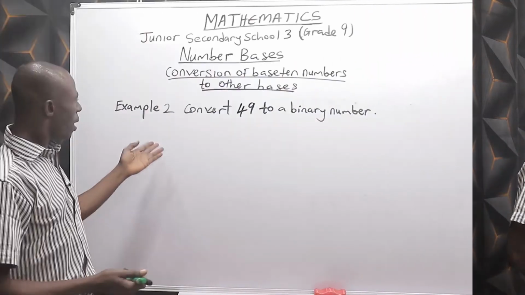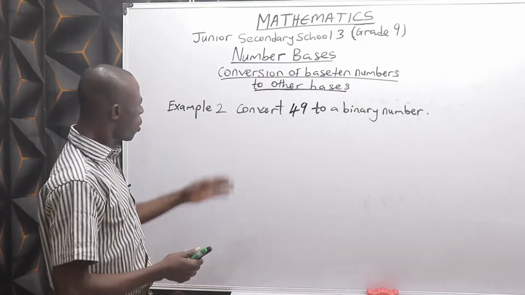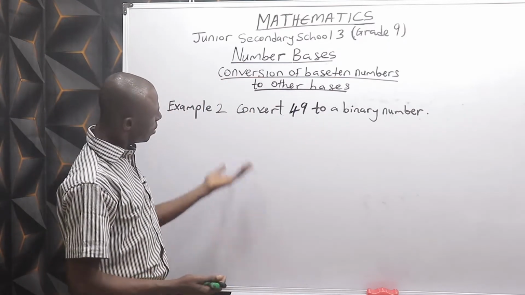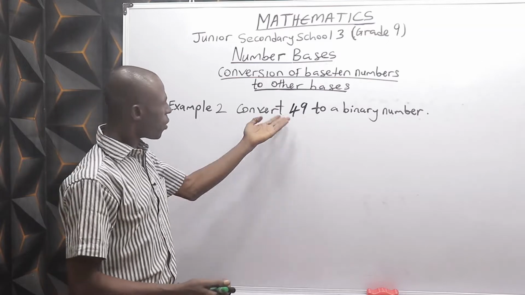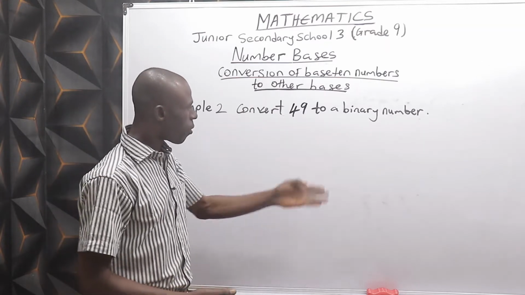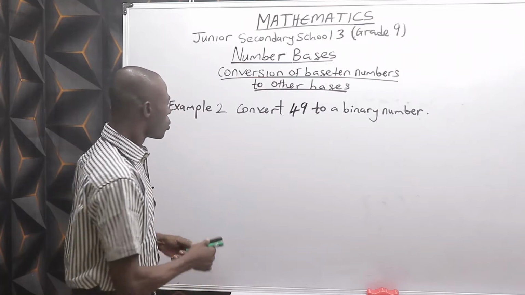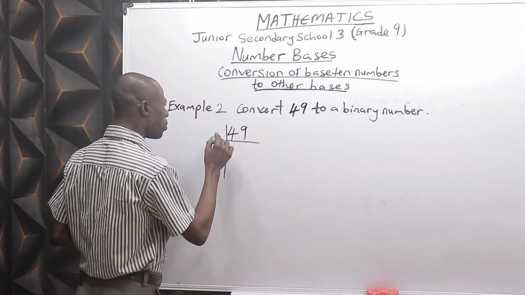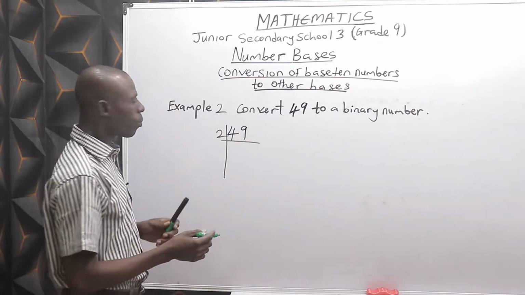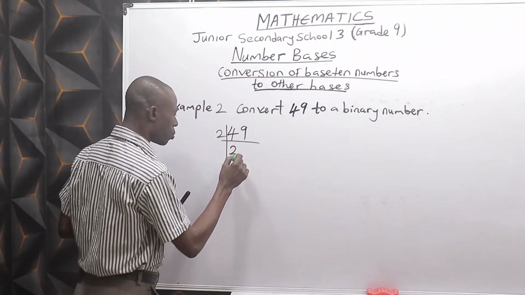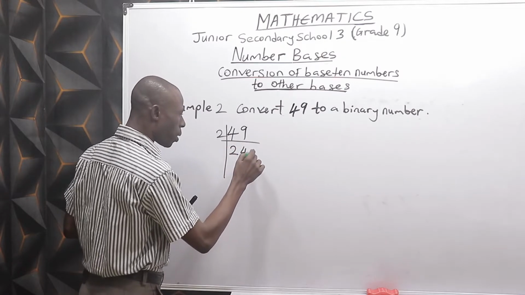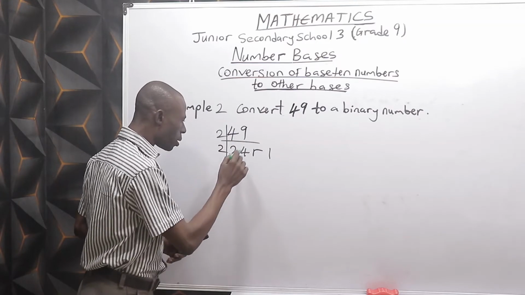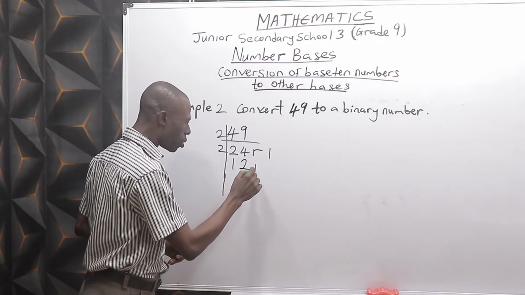So that is it. Let's consider this example 2. Convert 49 to a binary number. It's just like example 1. 49 is in base 10. We have to convert it to a number in base 2. So that means divide that 49 repeatedly by 2. 2 in 4, that's 2. 2 in 9 is 4, remains 1. 2 in 2 is 1, in 4 is 2, remains 0.